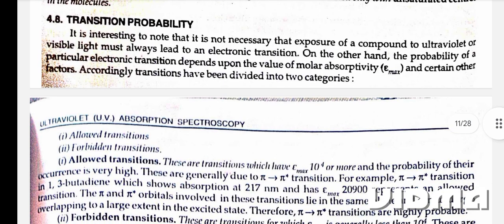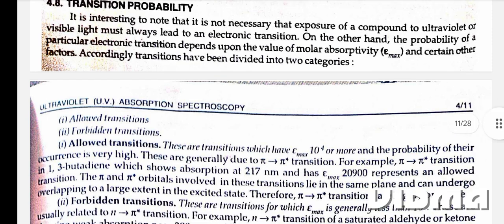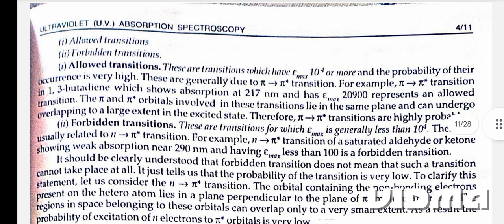Transition probability. It is interesting to note that it is not necessary that exposure of a compound to ultraviolet or visible light must always lead to an electronic transition. Rather, the probability of a particular electronic transition depends upon the value of molar absorptivity and certain other factors. Accordingly, transitions have been divided into two categories: allowed transitions and forbidden transitions.